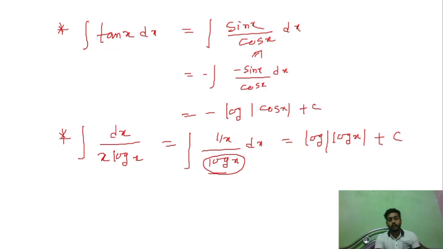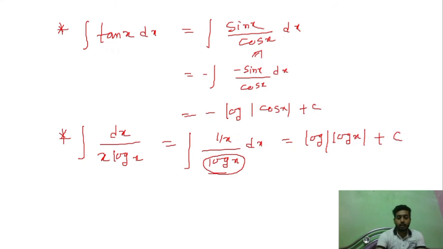So first we need to check whether the derivative of the denominator is equal to the numerator or not. If they are equal, then we can use the formula to find those type of integration. Here the derivative of the denominator, that is log x, is 1 by x, which is equal to the numerator. So the integration will be log mod log x plus c. So this is the process we can use to find integration very easily.